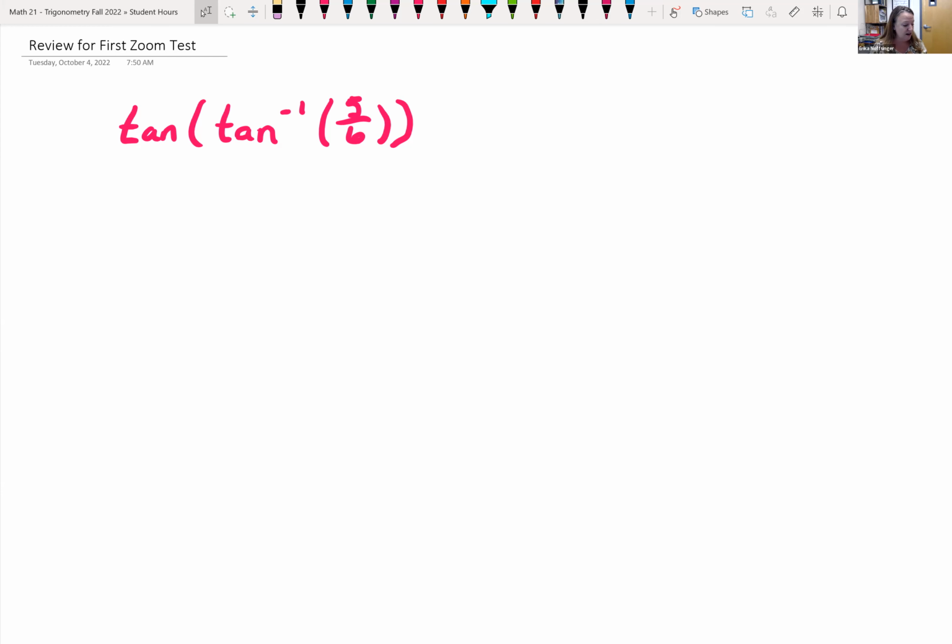So looking at the following problem in front of us, we have tangent of tangent inverse of 5/6. Remember when we were looking at tangent and tangent inverse, they're inverse functions of one another, and so they pretty much undo themselves. So this is the same thing as our argument here, 5/6.